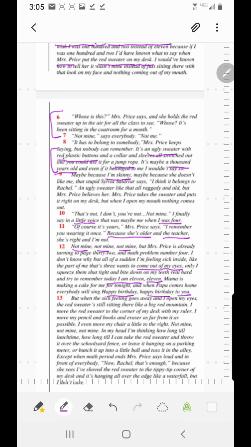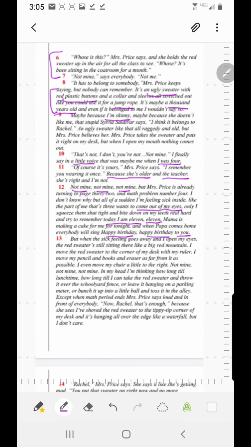But when the sick feeling goes away and I open my eyes, the red sweater's still sitting there like a big red mountain. All right. So there's another simile. And again, what's being compared? We have the red sweater being compared to a mountain. What are the characteristics of a mountain, right? It's tall, it's not movable, right? It's just sitting there in your way, almost like an obstacle, right?